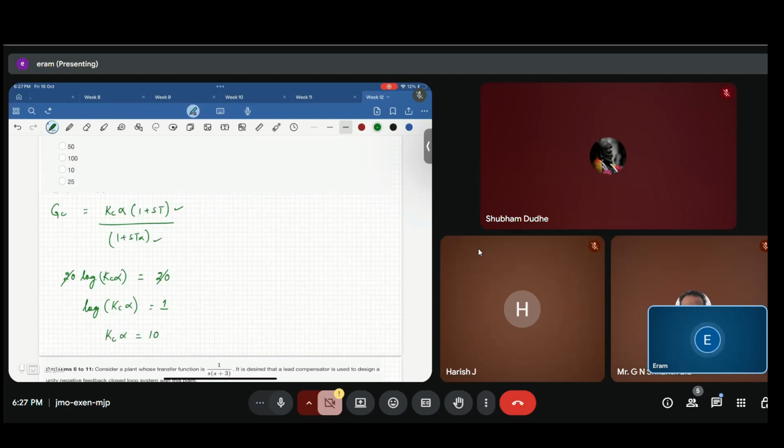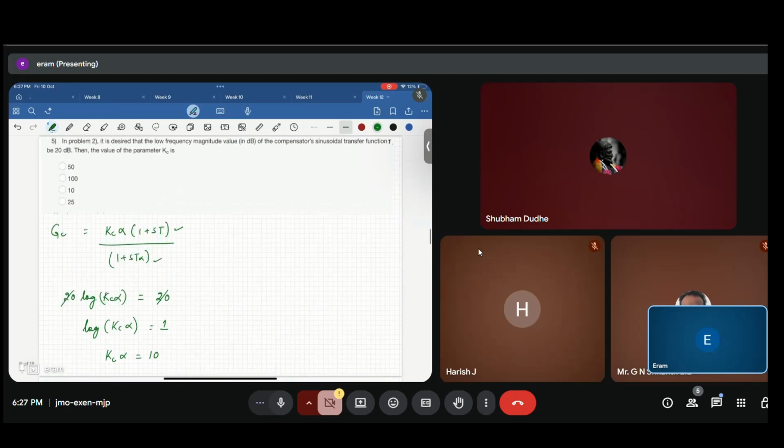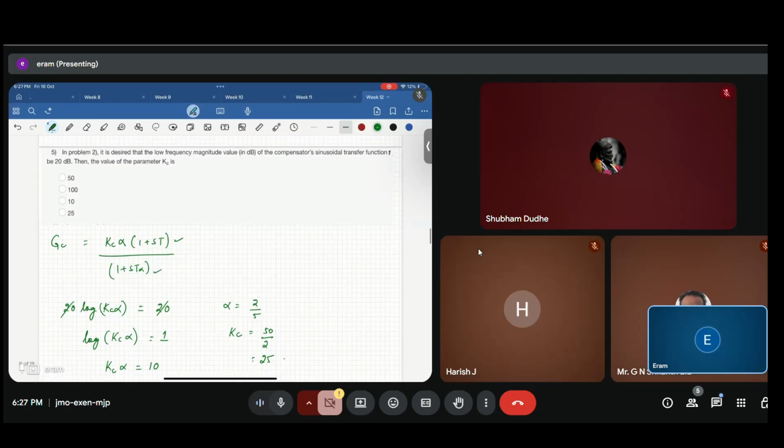And how much is alpha? We have already calculated, 2/5. So alpha was 2 by 5. That means Kc will be 50 by 2, that is 25. So the answer is 25.